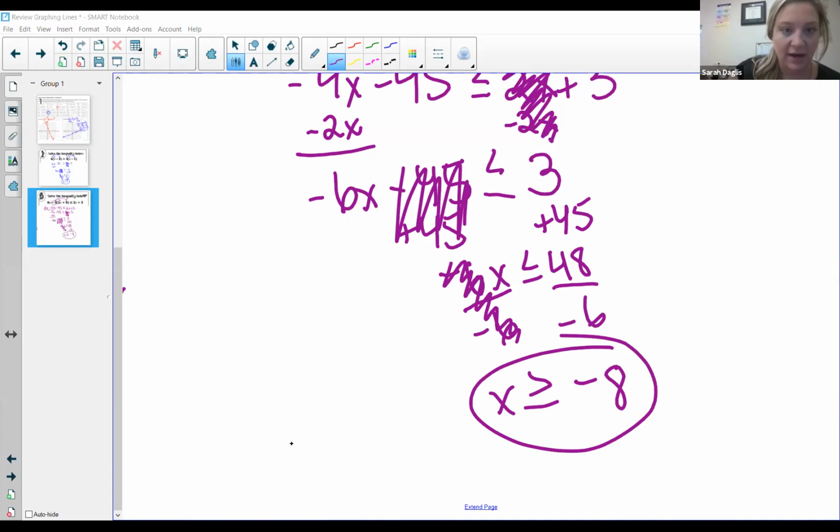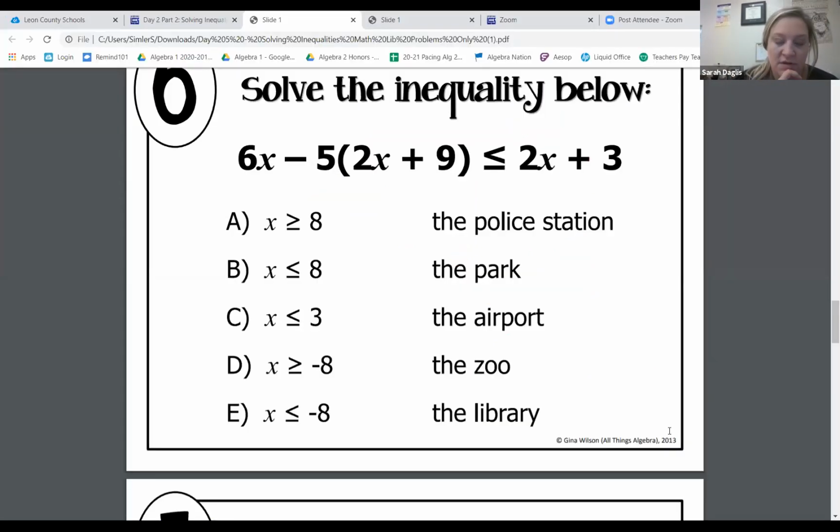So let's look back at our worksheet and see which one that gives me. That ends up being D, the zoo. So in the blank spot in your story for number 6, you would write the zoo.